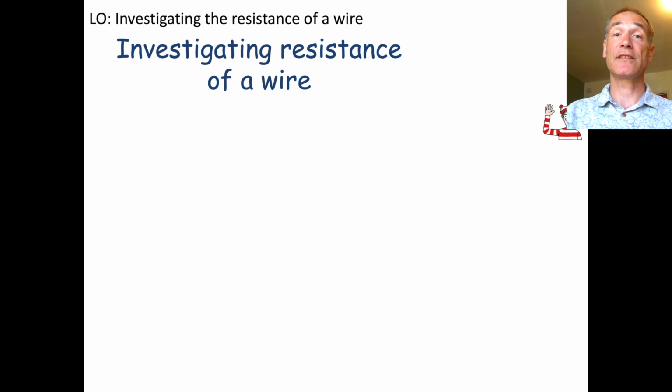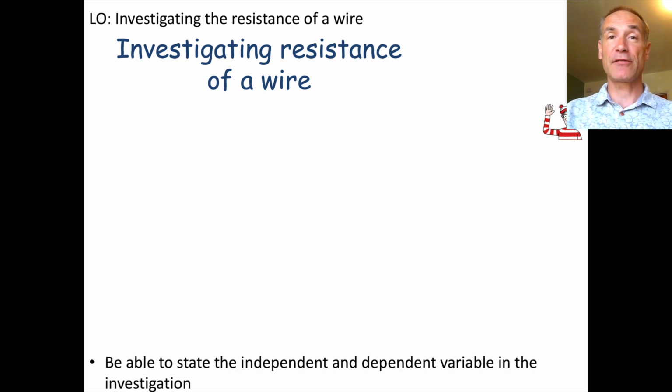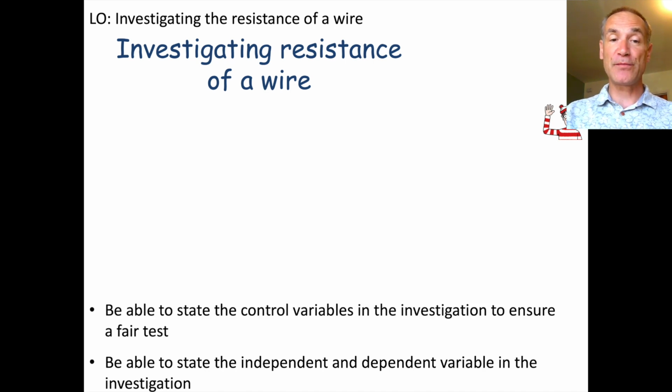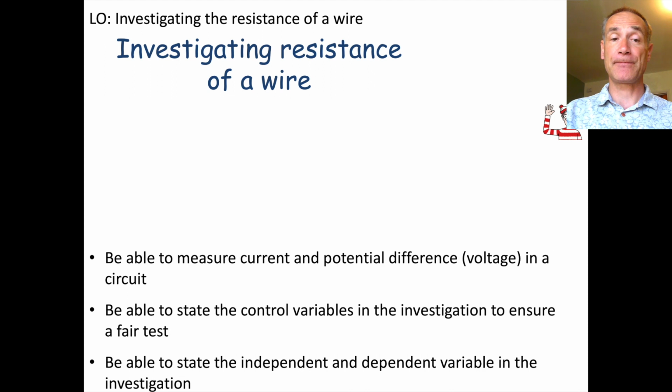So in today's lesson, we're going to investigate the resistance of a wire. So you'll be able to state what's the independent and dependent variable in this investigation. You should be able to state the control variables when investigating to ensure we get a fair test. You'll be able to measure current and potential difference in the circuit.